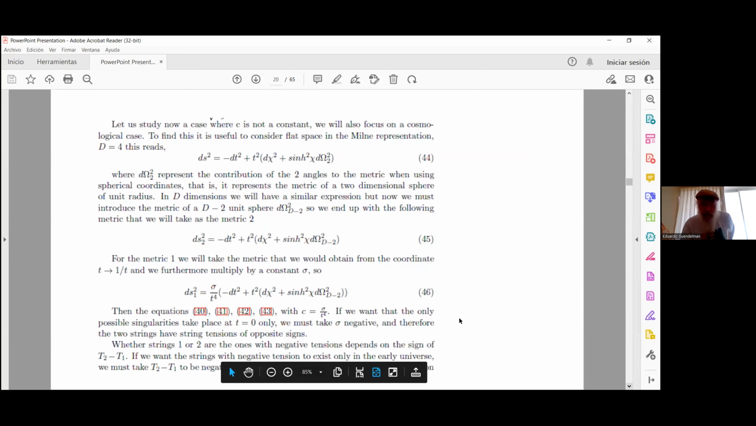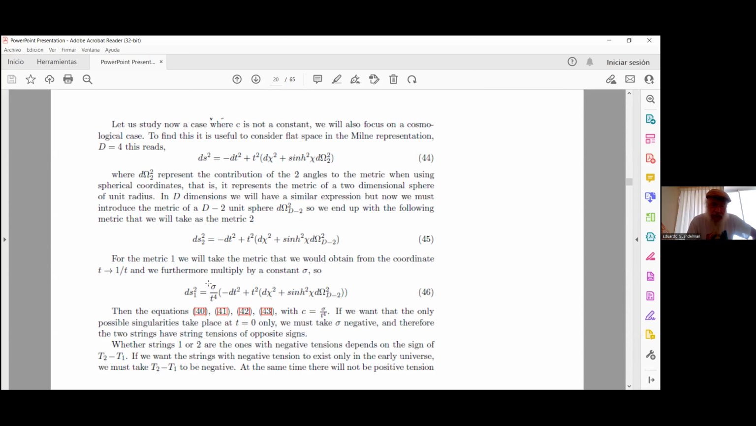I'm going to go fast, but only for the simple examples, because we have little time. We have, for example, flat space in the Milne representation, which you can generalize to higher dimensions. This is a hyperbolic space. If you do the transformation T goes into 1 over T, you get a conformally related metric to this.